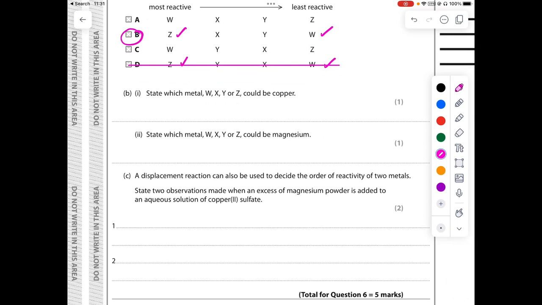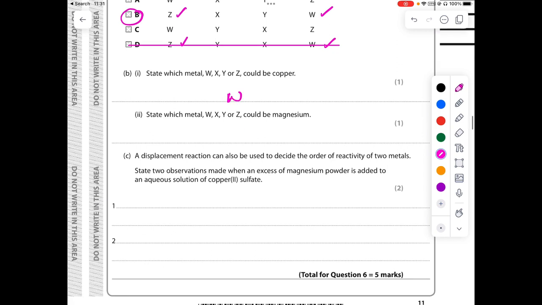State which metal, W, X, Y, or Z, could be copper. Because copper is the most stable one, W has to be copper. State which metal, W, X, Y, or Z, could be magnesium. Magnesium can be X, because magnesium reacts slowly with cold water but faster with acid. This is a property you need to memorize.